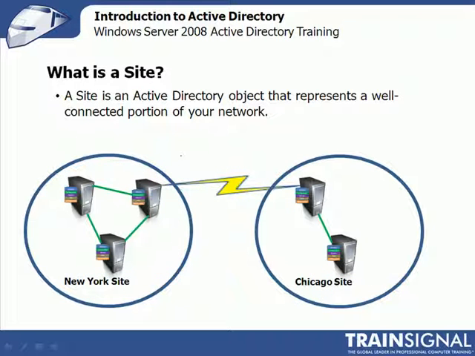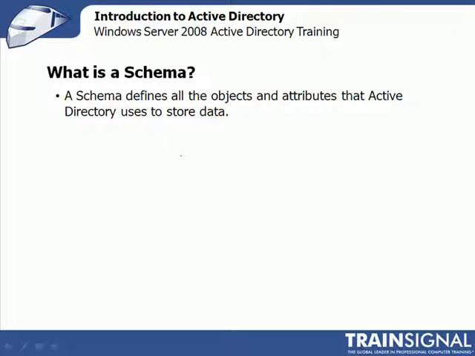Okay, so once again, I'm throwing a lot of high-level, somewhat confusing information at you that I promise I'm going to cover in more detail in a later lesson. So what is a schema? Well, the schema defines all the objects and attributes that Active Directory uses to store data.